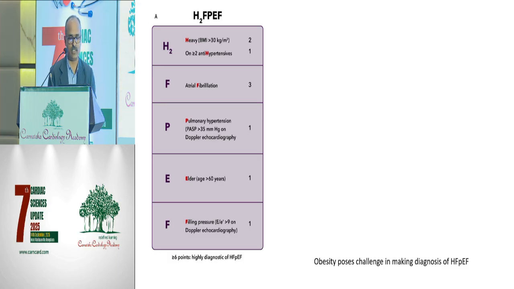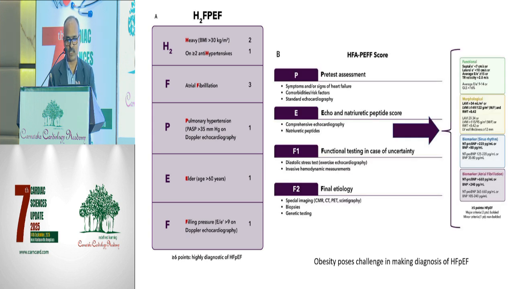And of course they suggest the heart failure with preserved EF scores, which we already discussed, Dr. Ravindranath sir already showed you. So you need an ECG, echo and a clinical history. BMI more than 30, more than 2 antihypertensives, atrial fibrillation, pulmonary hypertension. You give a score, age 60 or filling pressures, E by E prime more than 9. So with ECG, echo, clinical history and clinical examination, if there are more than 6 points, you are highly diagnostic of heart failure with preserved ejection fraction.